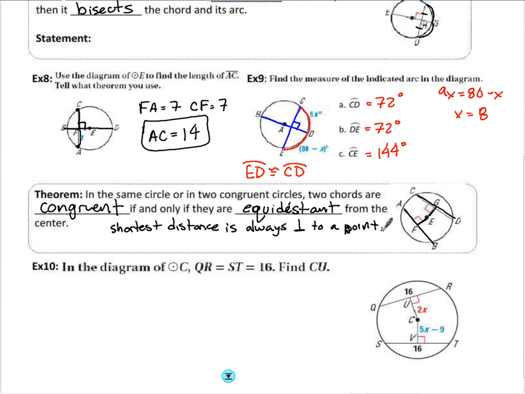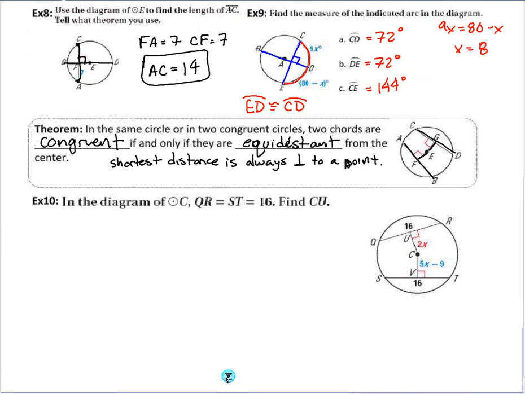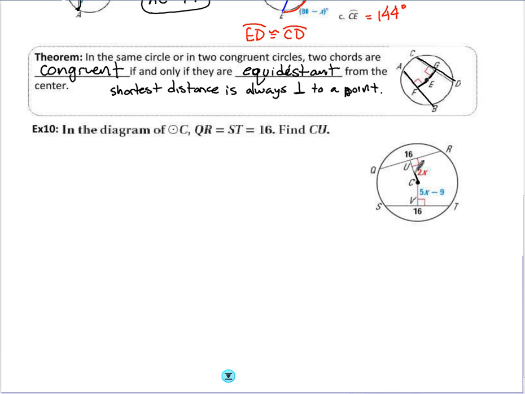So here, we're given a picture where a lot of information is already given to me. I know that this distance is 2x, and it's perpendicular to the chord QR. And this distance, CV, which is 5x minus 9, is perpendicular to the other chord. So since I know that QR is congruent to ST, that means their distances from the center are also going to be congruent to each other. So then I can set up 2x is equal to 5x minus 9, and when I solve for x, I end up with x equals 3.